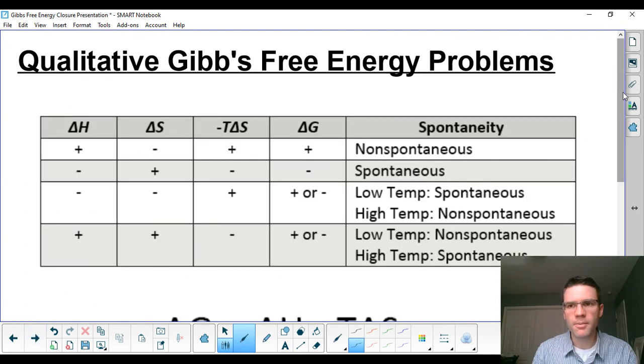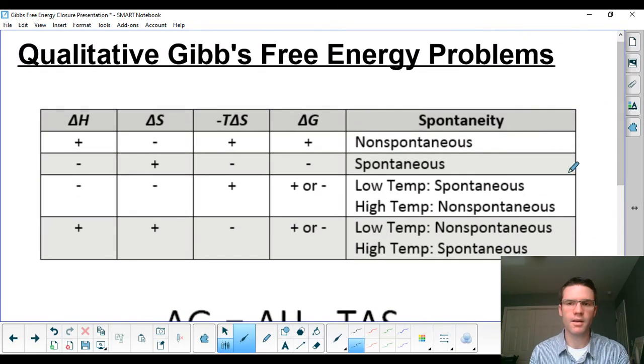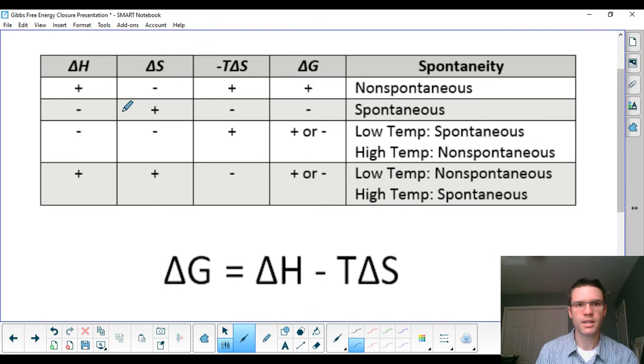If you summarize this in a table, on the Friday before we left for the closure, I summarized this in a little table here. There's only 4 types of chemical reactions. There's chemical reactions where your delta H is positive and your delta S is negative. This would be an endothermic chemical reaction that has a decrease in entropy, so it gets more organized. For these particular reactions, if this is positive and this is negative, a positive minus a negative, that's plus, so a positive plus a number will always be positive. So these ones are always non-spontaneous reactions.